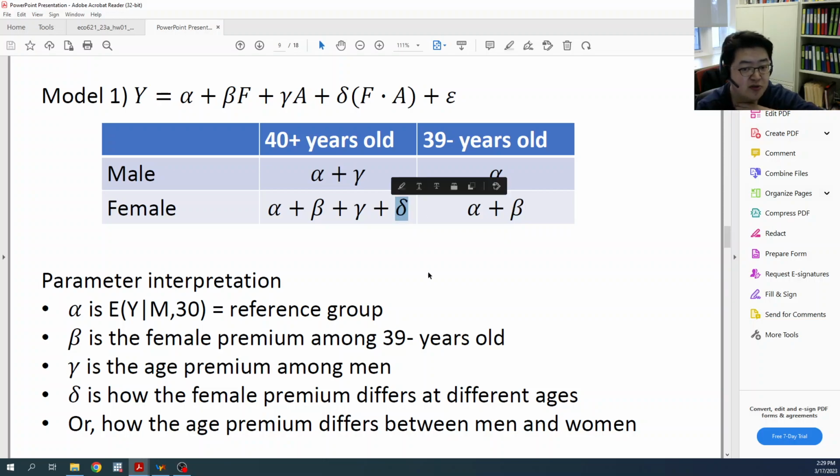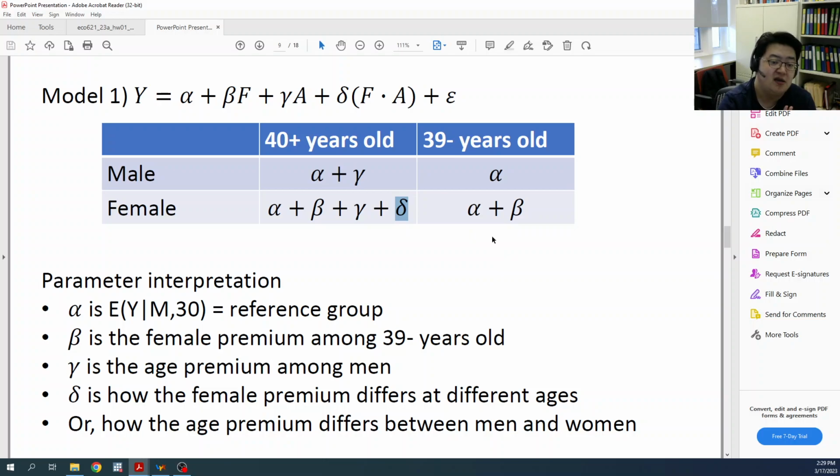So your interpretation is that delta is the difference in differences. Difference in female premium across age groups. Okay? Right? One female premium and another female premium and compare them, that's delta, right? So we call this difference in differences.